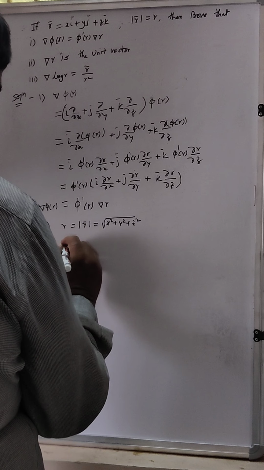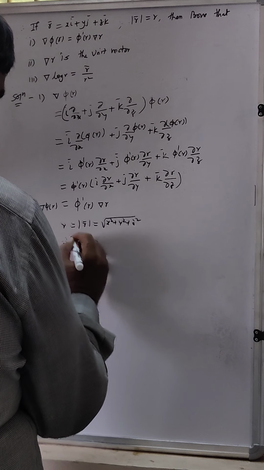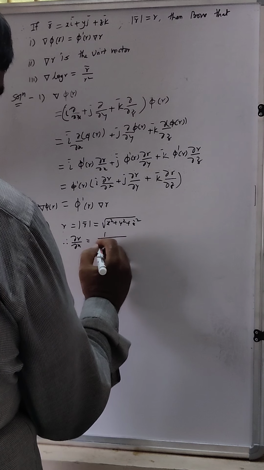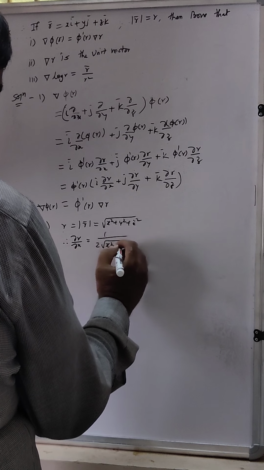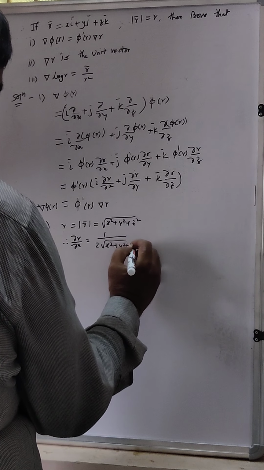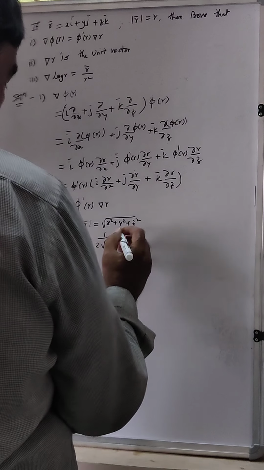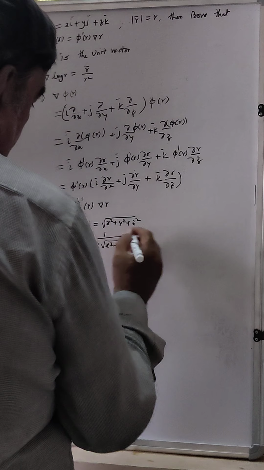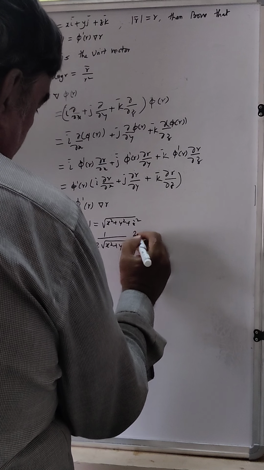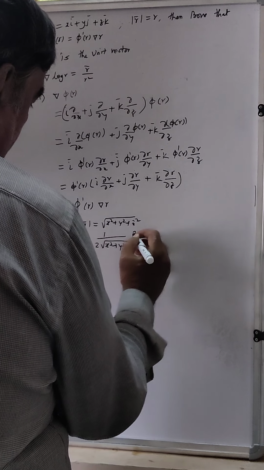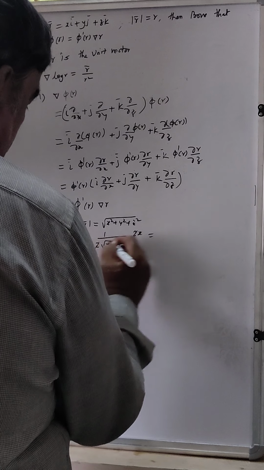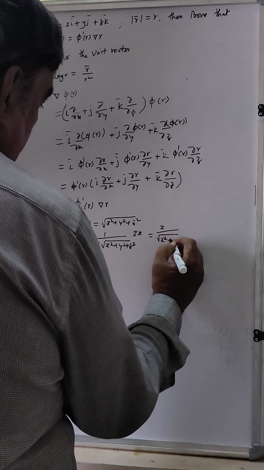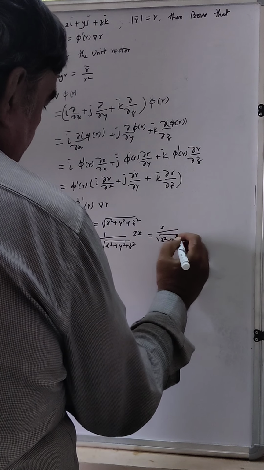Therefore, del r by del x: differentiate this with respect to x. 1 upon 2 under root of x square plus y square plus z square, and with respect to x, y square and z square are constant, the derivative of a constant is 0 here, the derivative of x square is twice x, the 2 gets cancelled, equal to x upon under root of x square plus y square plus z square.